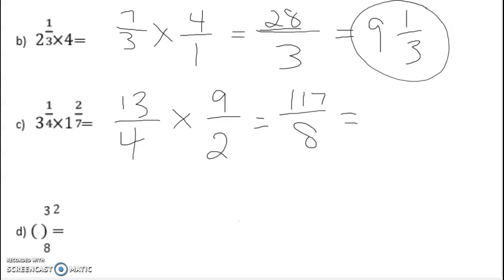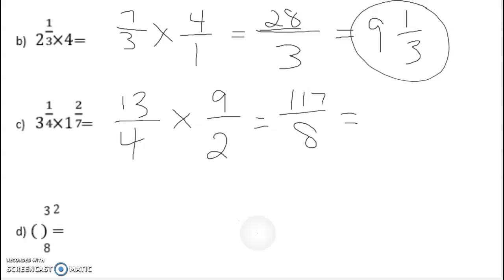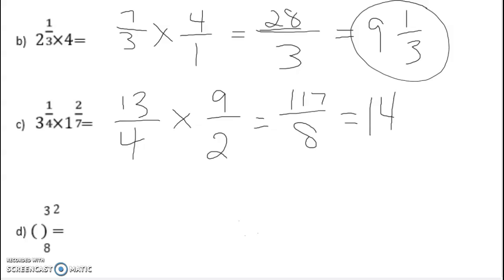And then we're going to see how many times 8 goes into 117. So 117 divided by 8 gives us 14. Okay, so we know it goes in 14 whole times. And then to figure out what's left over, we can do 8 times 14. 8 times 14 gives us 112, and we know we had 117. So 117 minus 112 gives us 5.